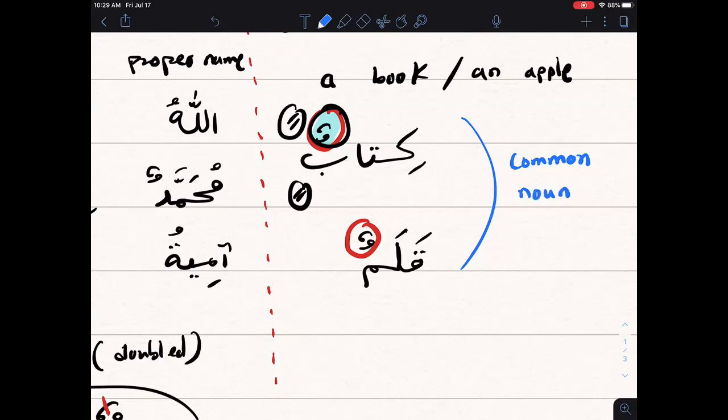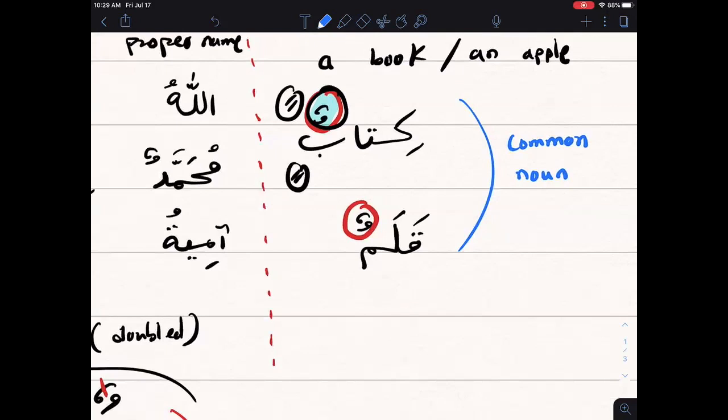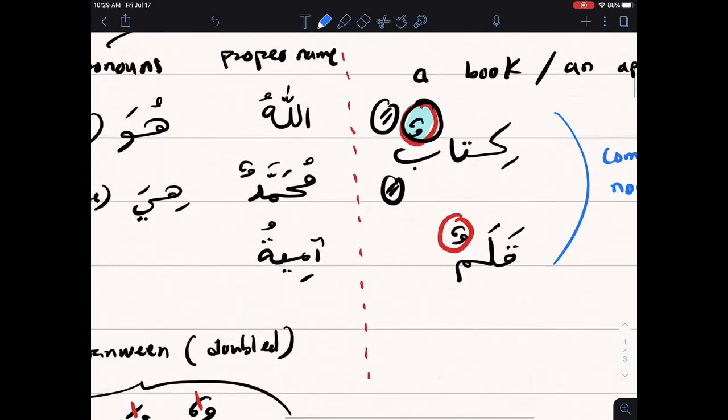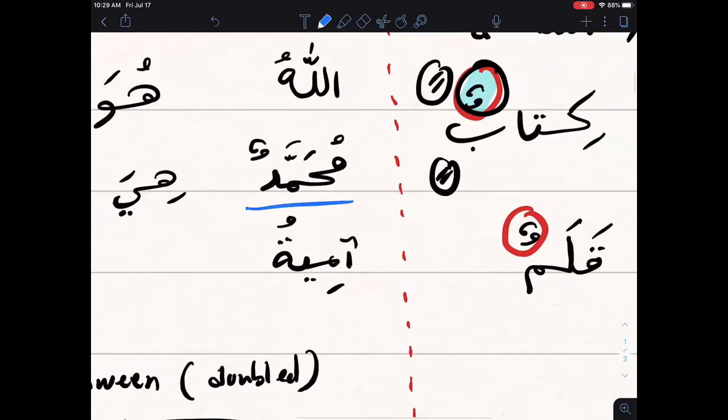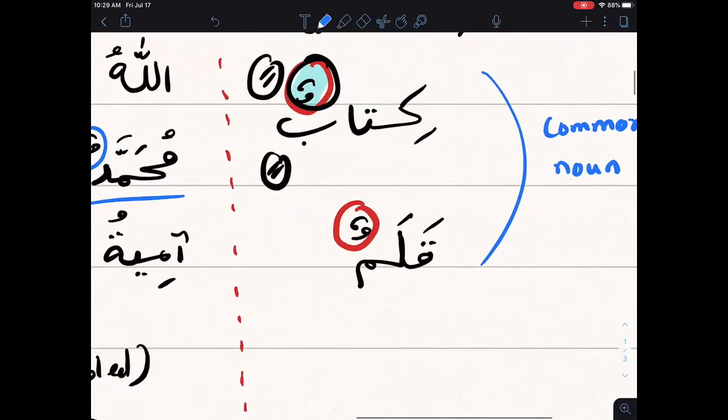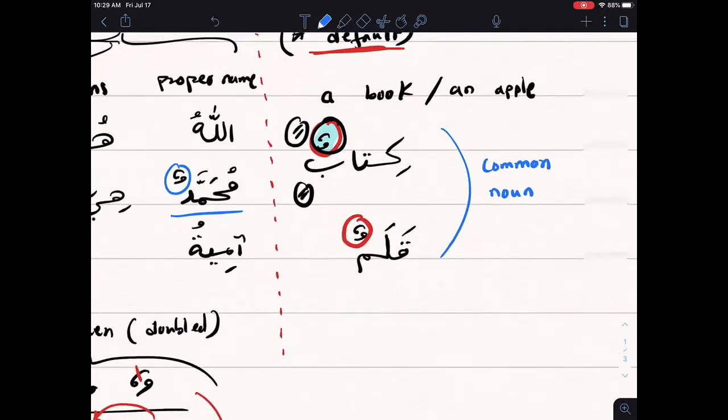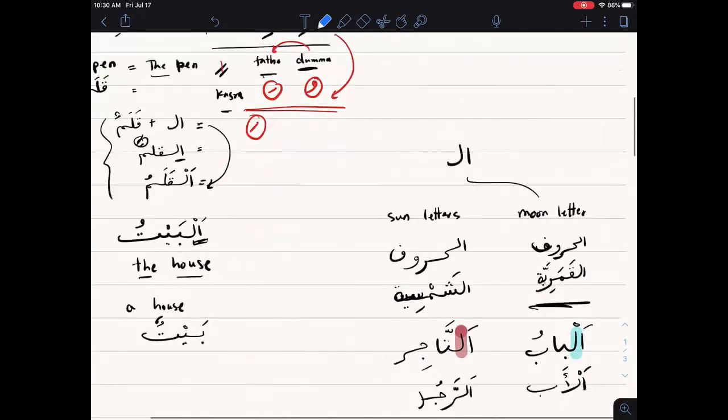Because in English, we have proper nouns and common nouns, right? Proper nouns are the names of unique things, and common nouns are simple things, like ball, book, and all these things, right? So when you have a common noun with a tanwin, it is indefinite. We're not talking about proper nouns. Just keep that in your mind. Muhammad is a proper noun, so this is not the same thing as a common noun. Is it clear? Okay, good.